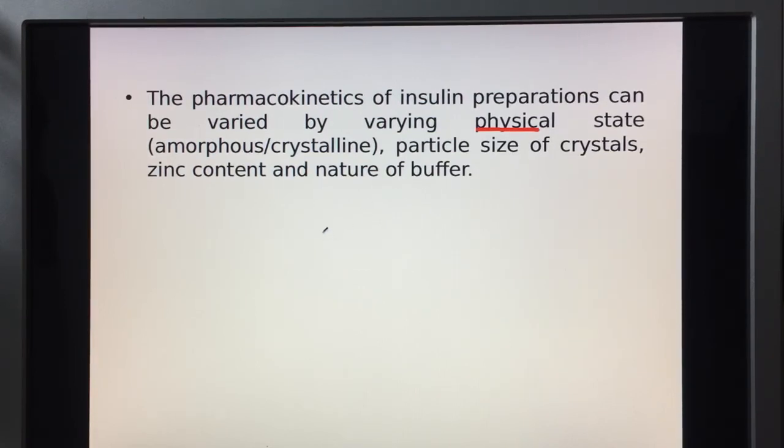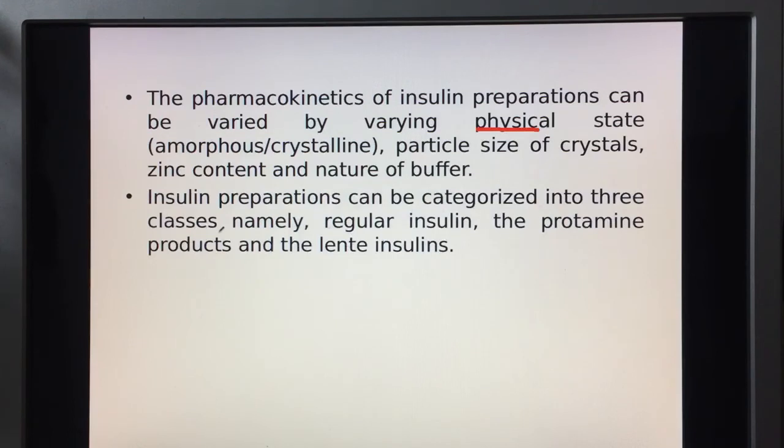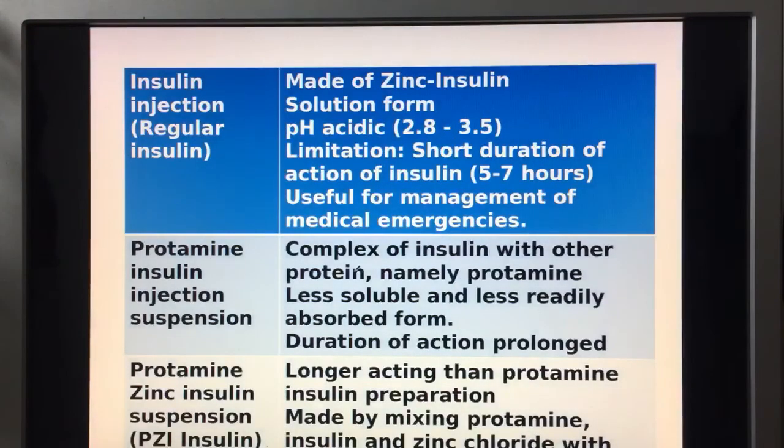Normally, insulin preparations can be categorized into three classes, namely regular insulin or the crystalline insulin, as we have discussed in the previous slide, the protamine products, and the lente insulins. So these are the major three types of insulin. Now this is a table that shows you the different preparations of insulin and their composition.